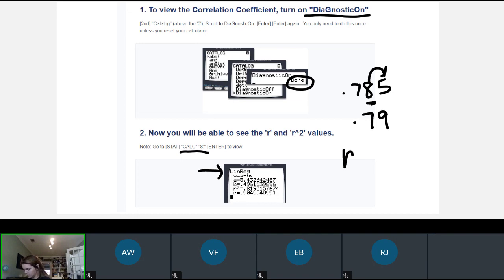How are we doing? Does anybody need some help? Sure. What is your question, Anaya? Are you using Desmos or your graphing calculator? Okay, Desmos, great. Do you know how to enter in your table?